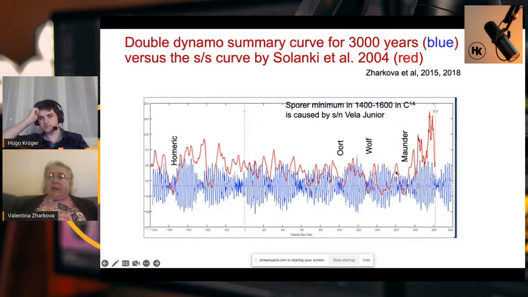So basically, the background increased very dramatically because of Vela Junior, and Vela Junior was offsetting whatever was taking place on the sun. It's offsetting absolutely everything.